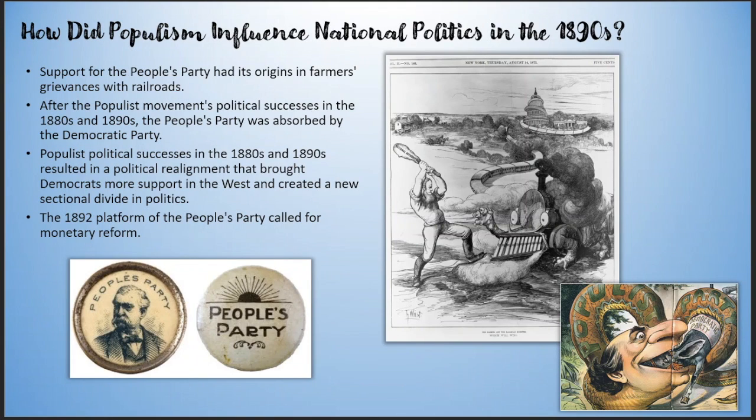And how did populism affect national politics in the 1890s? So support for the People's Party, or the Populist Party, had its origins in farmers' grievances with railroads. And for one thing, the railroads were charging a lot of money to the farmers for transporting their crops. After the populist movement's political successes in the 1880s and 1890s, the People's Party was absorbed by the Democratic Party, and those successes resulted in a political realignment that brought Democrats more support in the West and created a new sectional divide in politics.